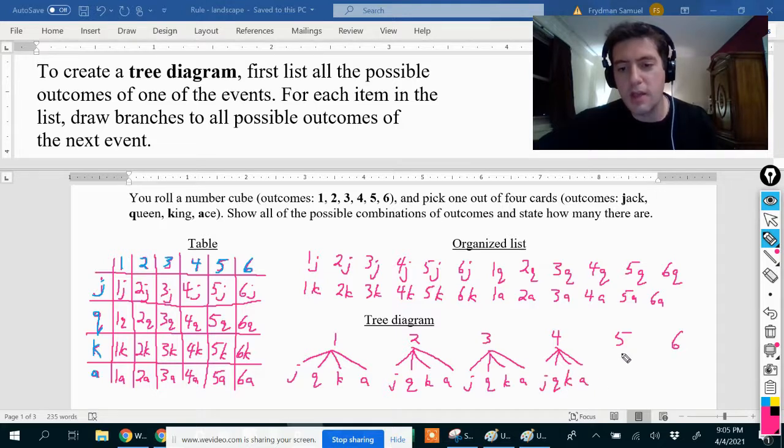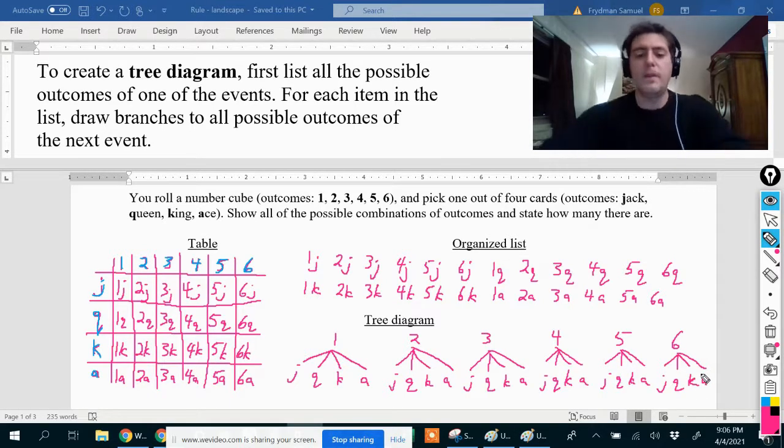Jack, queen, king, ace. Jack, queen, king, ace. Jack, queen, king, ace.